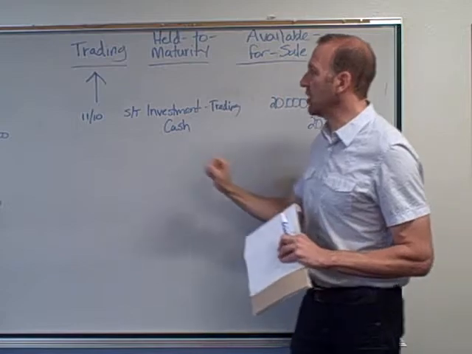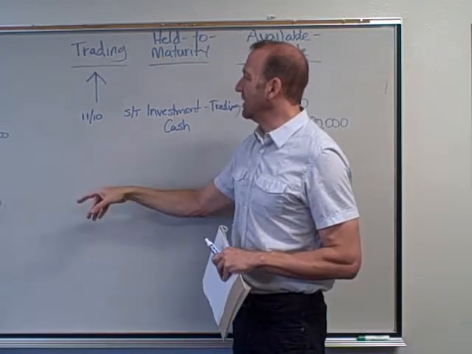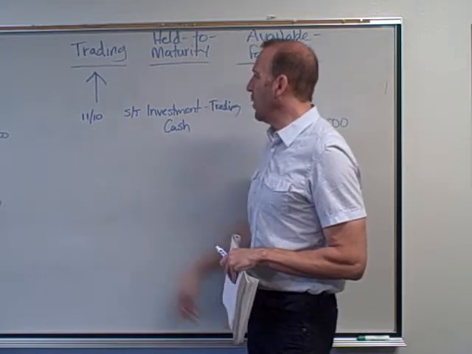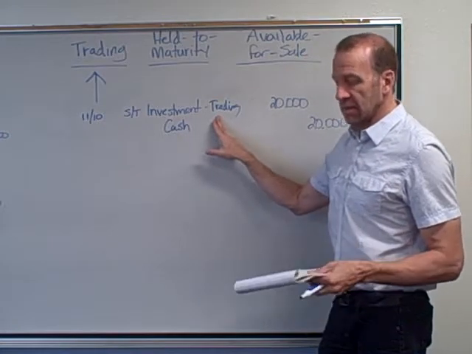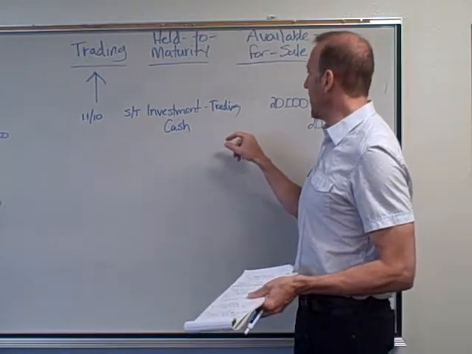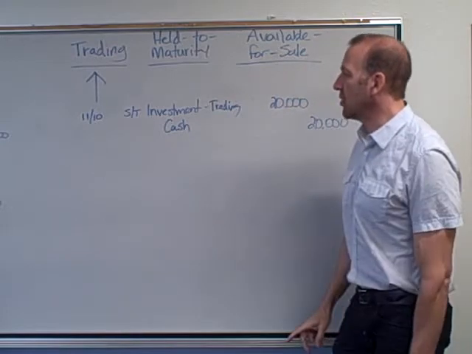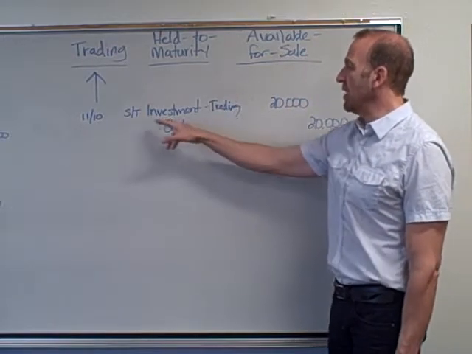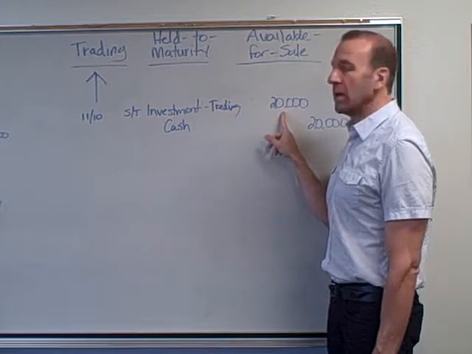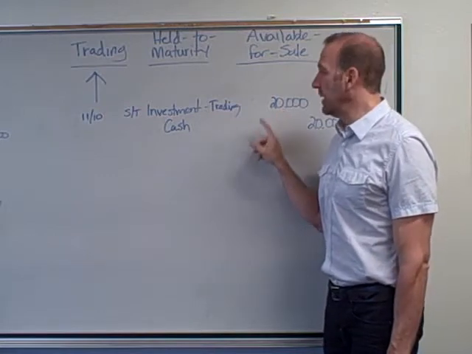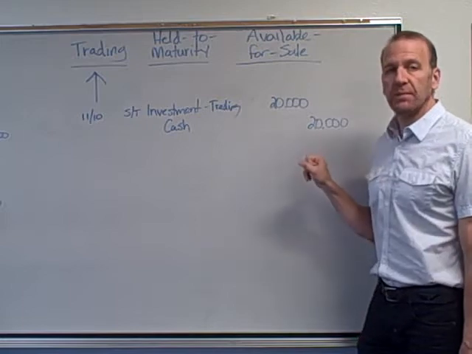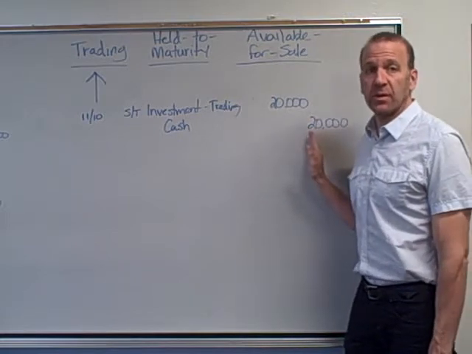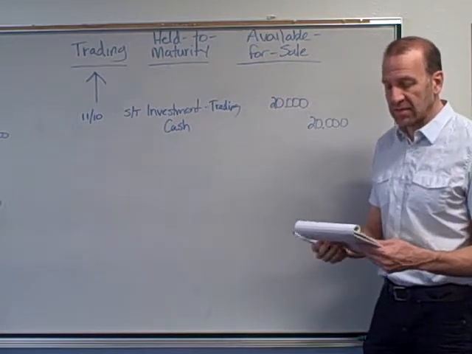Okay, so right now let's look at a trading transaction. Let's say that it's November 10th and we're purchasing some short-term investments. They're going to be trading investments, and we're paying $20,000 for these. So this is the journal entry. We have an asset worth $20,000 for these trading securities, and then cash of $20,000. That's reducing our cash because we're paying cash for this transaction.